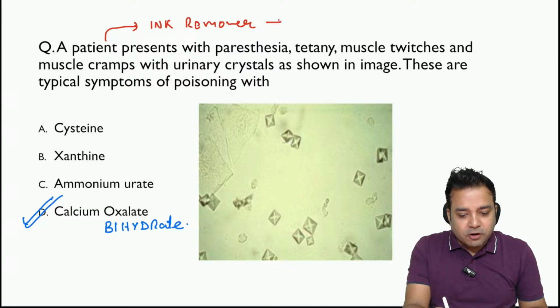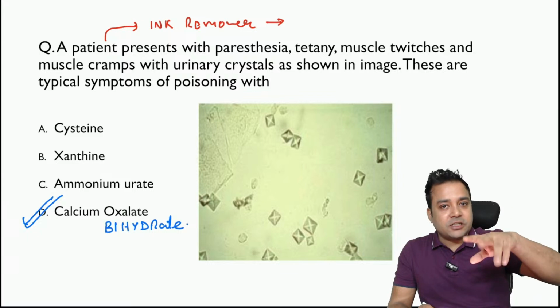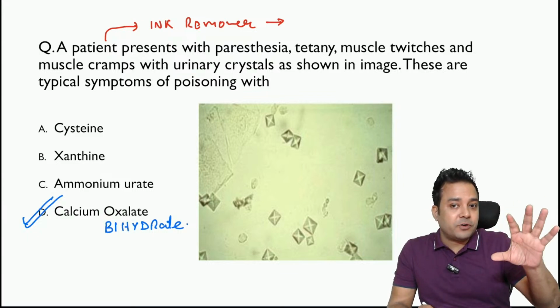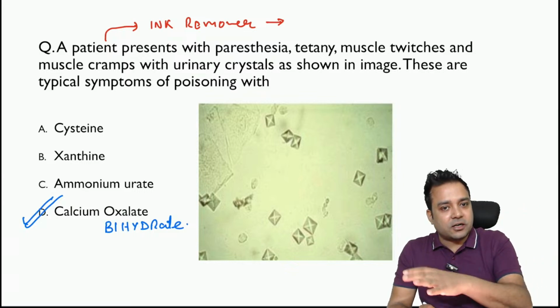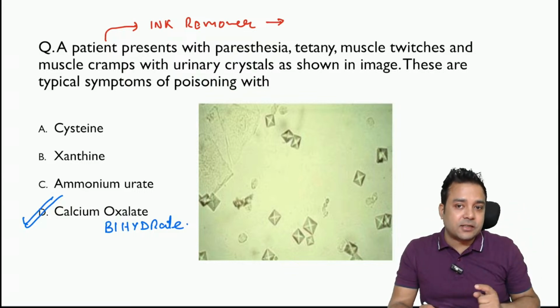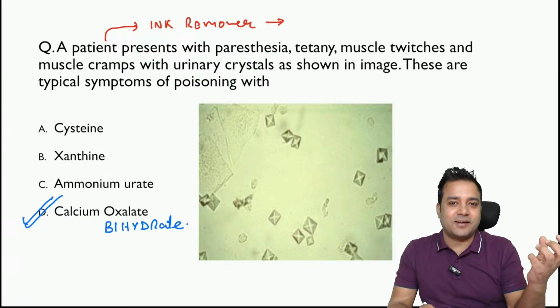Which poison will you think of? Answer. A patient presents with these features after consuming an ink remover type of solution. And these typical symptoms of poisoning occur due to calcium oxalate bihydrate crystals. But what is the diagnosis? What is the poison? Answer.